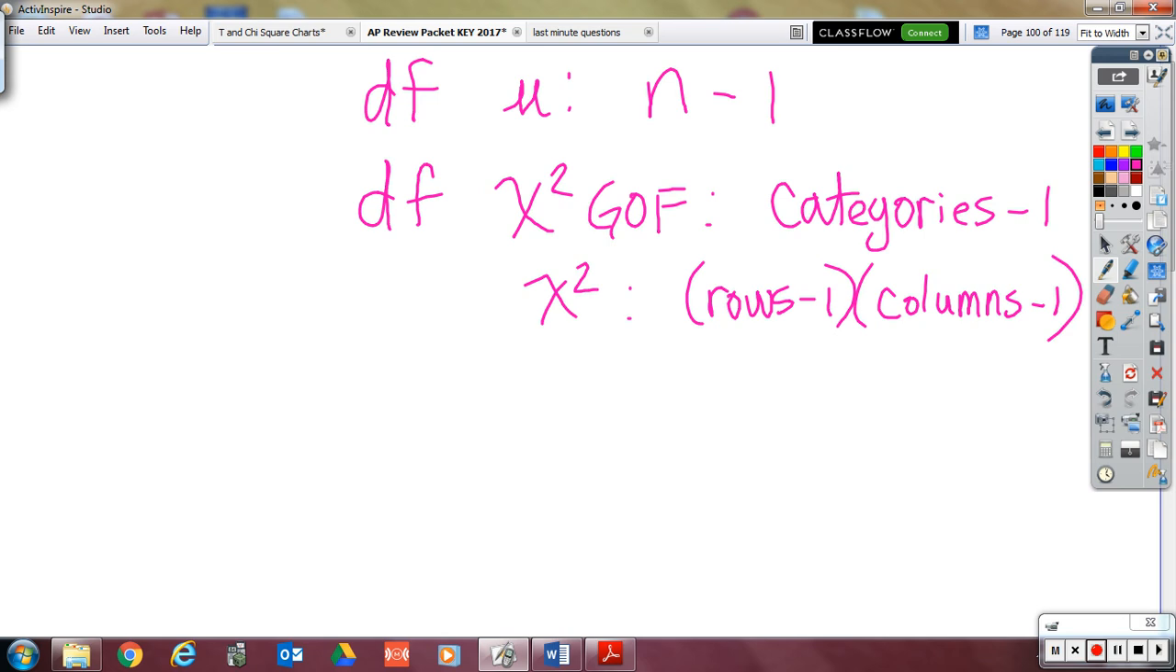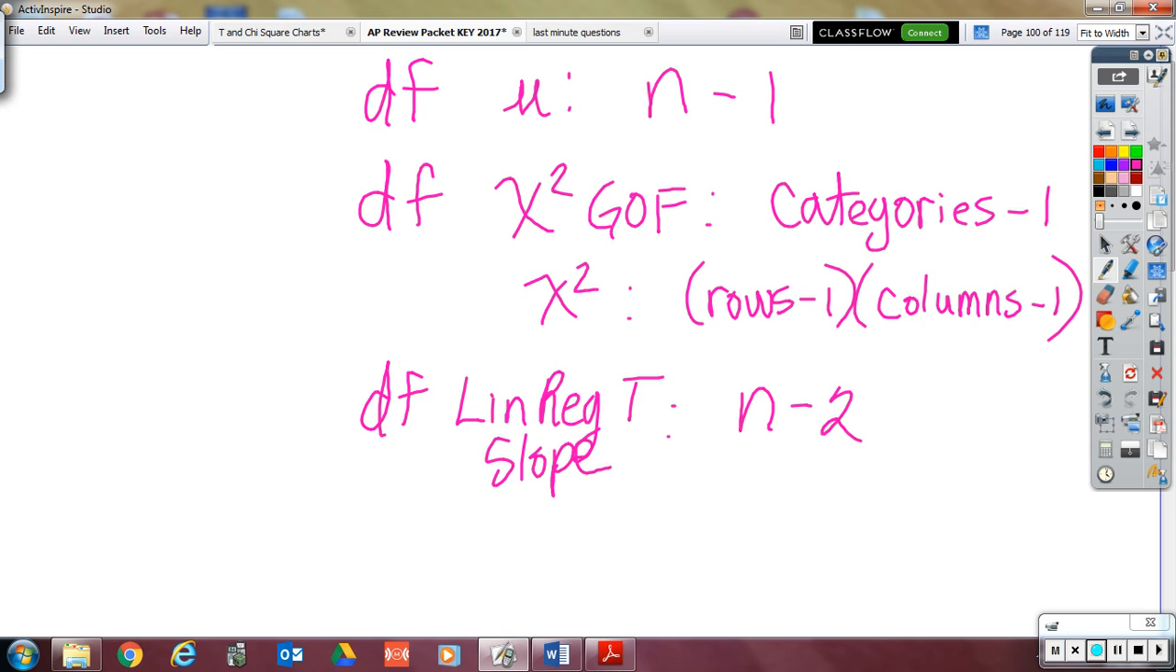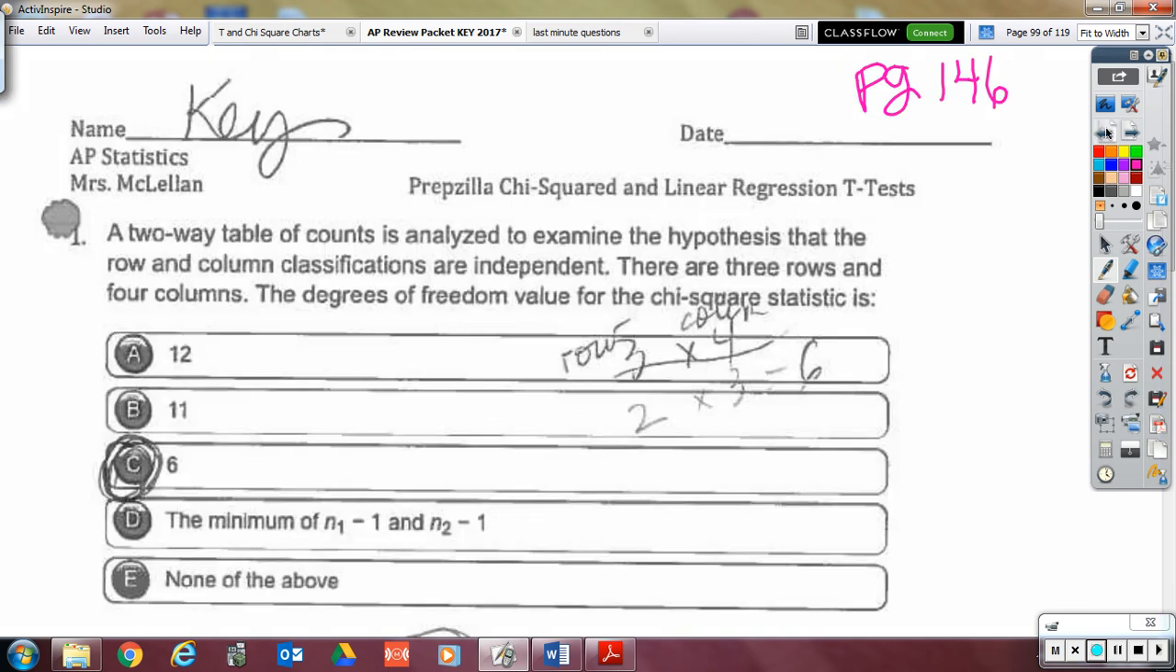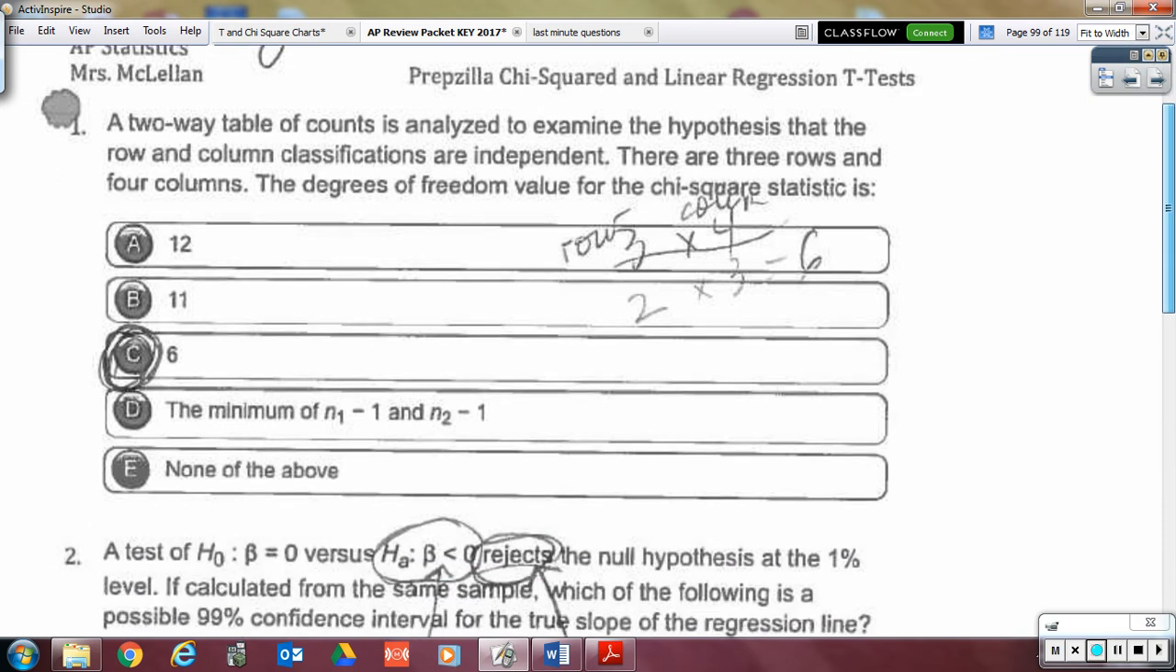Okay, and then the other one, the degrees of freedom for a linear regression t-test, that's your test for slope. That's 2 variables. So since that's bivariate and 2 variables, what's the degrees of freedom on that one? N minus 2. Okay, so that's all of the degrees of freedom in a nutshell right there. Okay, so this one on the front page was the rows minus 1 times columns minus 1. So that's why it was answer C.